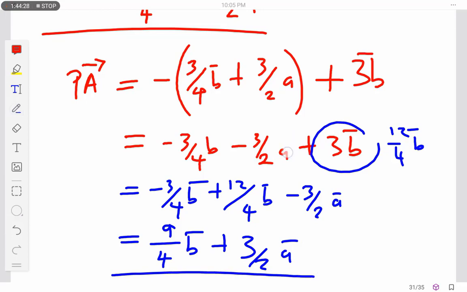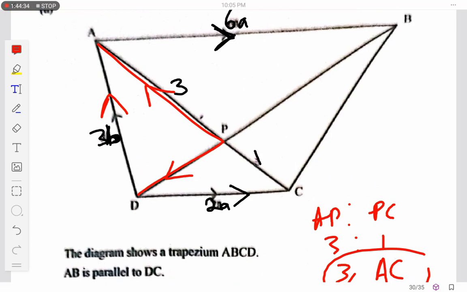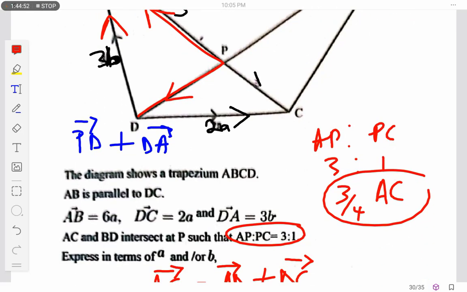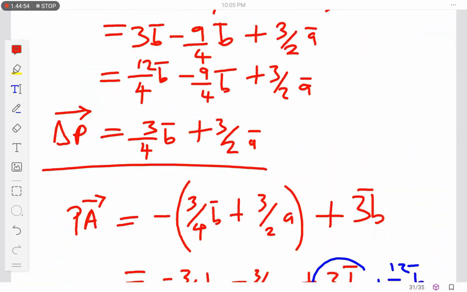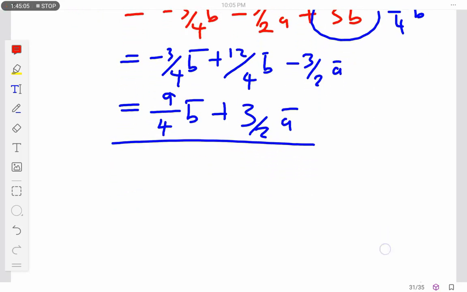Okay, the idea of PA is coming from PD plus DA. That's where it's coming from, of which we calculated DP, so it was the negative of that. So that is our final answer there, which is 9 over 4b plus 3 over 2a like that. Okay, now let's finish.